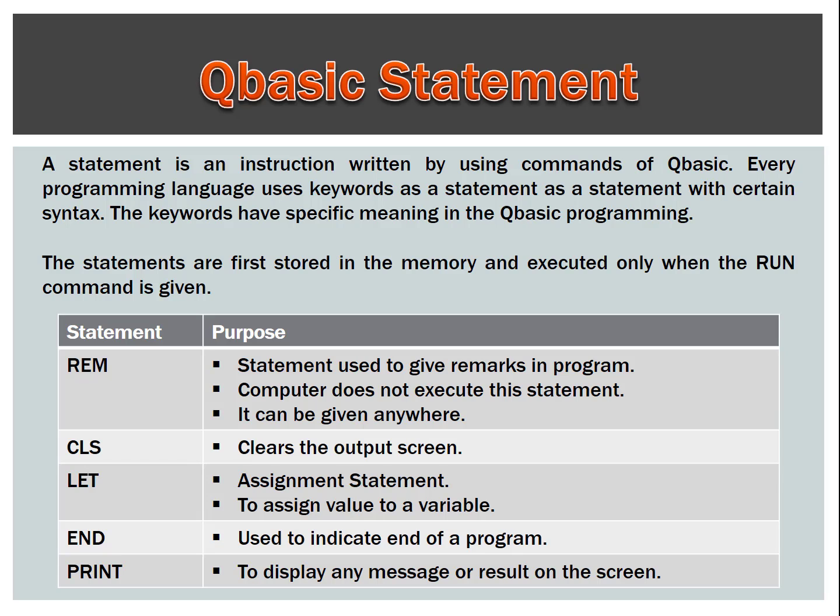The purpose of this statement is to give remarks in a program. The computer does not execute this statement. It can be given anywhere. Second statement is CLS and its purpose is to clear the output screen. Next is LET. It is used as an assignment statement to assign a value to a variable. Next is the END statement, used to indicate the end of a program. Next is PRINT, to display any message or result on the screen.